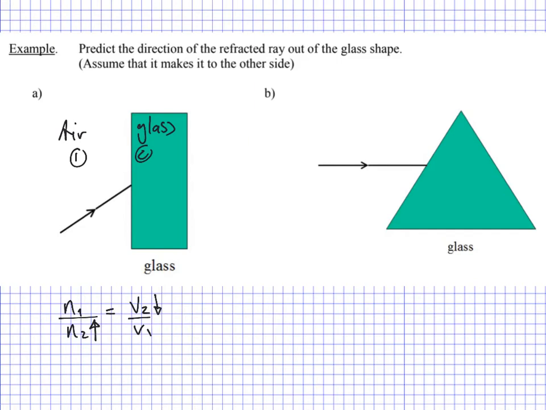So the speed within the medium is going to go down. In other words, the speed of light in glass is going to be slower than it would be in air. Okay, so let's think about what that does to the wave, and again, just qualitatively.